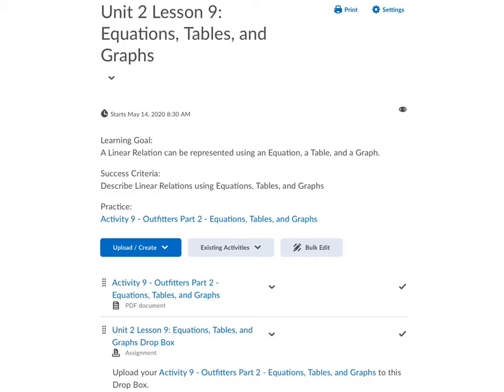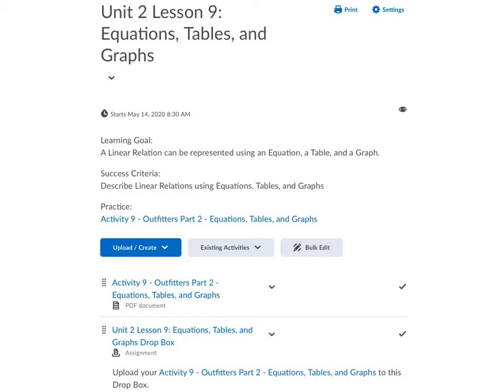Hello, ladies and gentlemen. Here we are looking at Unit 2, Lesson number 9. Today we're going to be talking about equations, tables, and graphs, and this lesson will pick up directly where Lesson number 8 left off. So we're going to be starting by going over that last page from Lesson 8, and then we are going to move on.